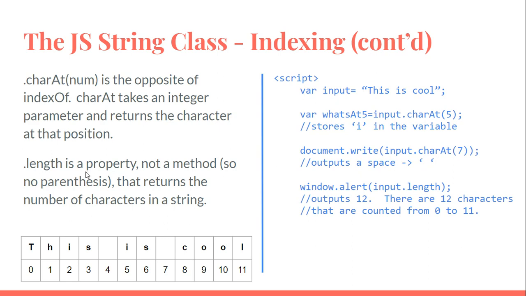Also, we've got a length property. It's not a method, so we don't have parentheses. Notice charAt has parentheses after it. Length does not have parentheses. It returns the number of characters in a string. So input.length, remember, outputs 12. There are 12 characters in the string. They're indexed 0 to 11.